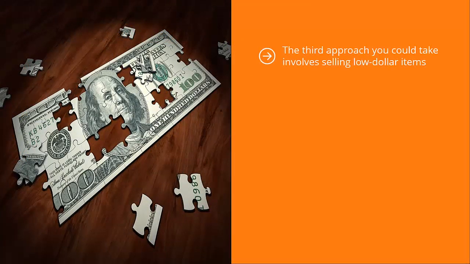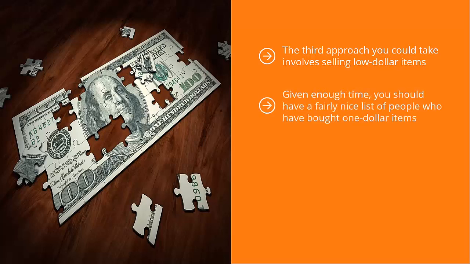The third approach you could take involves selling lower dollar items. You start with your general list, and you send one update after another promoting a $1 product. When people buy these $1 items, they end up on your buyer's list. Behind the scenes, they are automatically unsubscribed from your main list. Given enough time, you should have a fairly nice list of people who have bought $1 items.